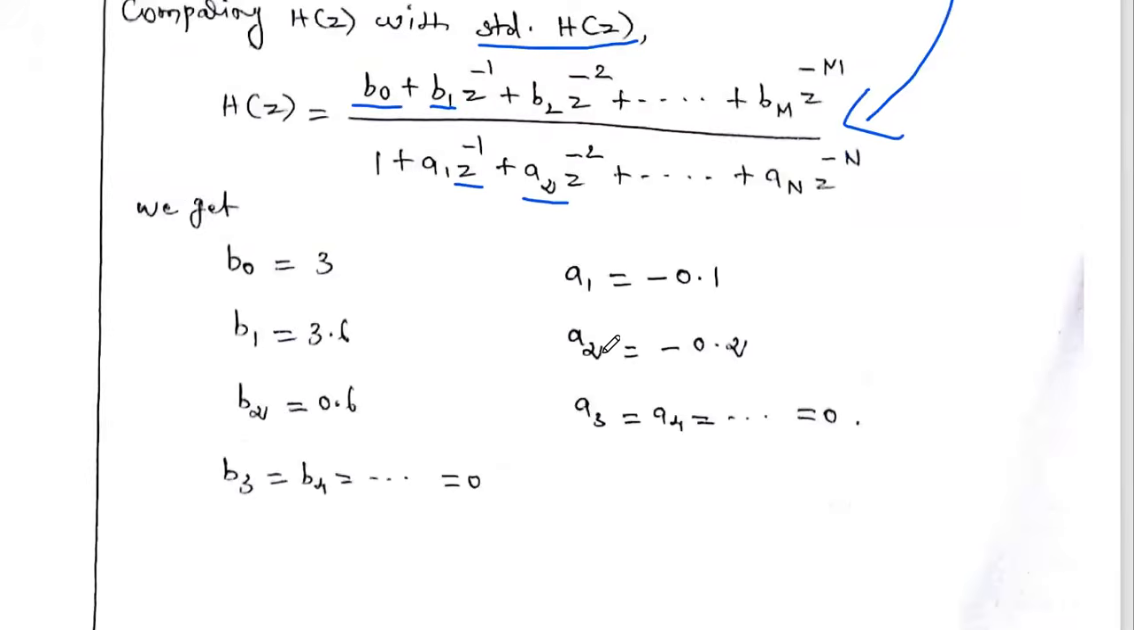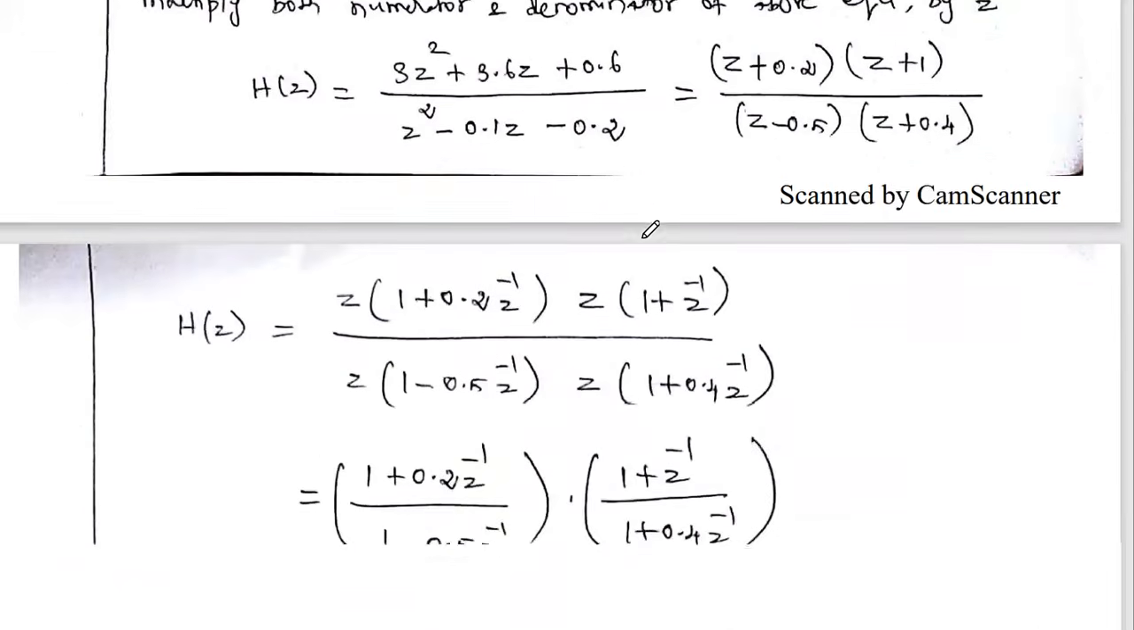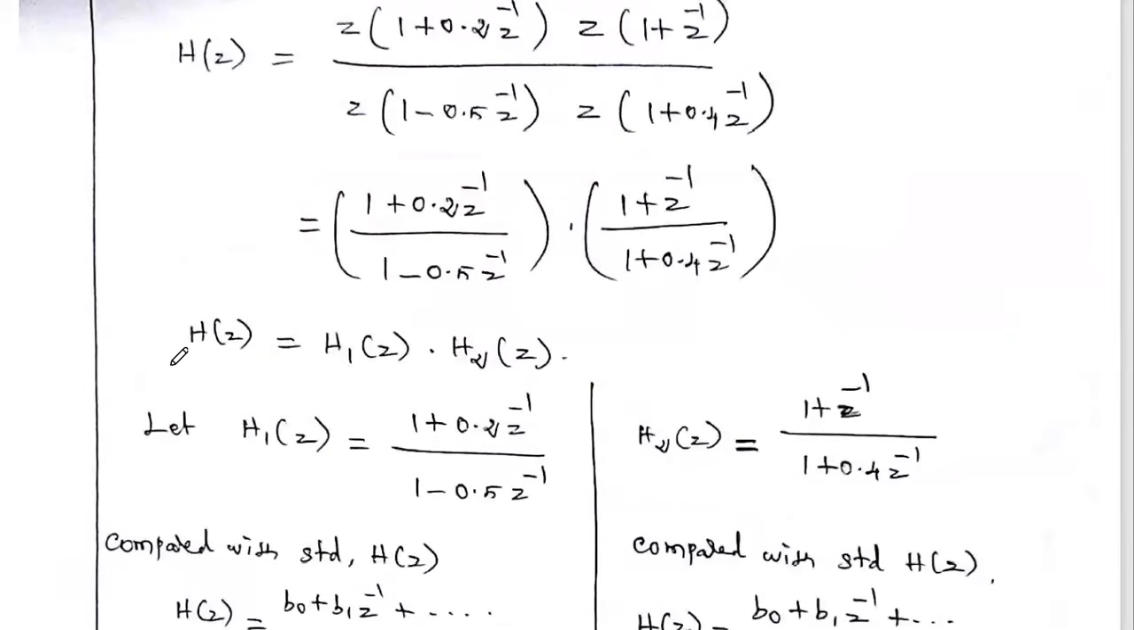Now for this problem, this is our H(z). In this H(z), what is the numerator's higher order? The numerator order is 2, the highest power of z is 2. So it's a second order system. The second order system we have to split into two single order systems like this. So H(z) can be split as the multiplication of two single order systems, H1 times H2.